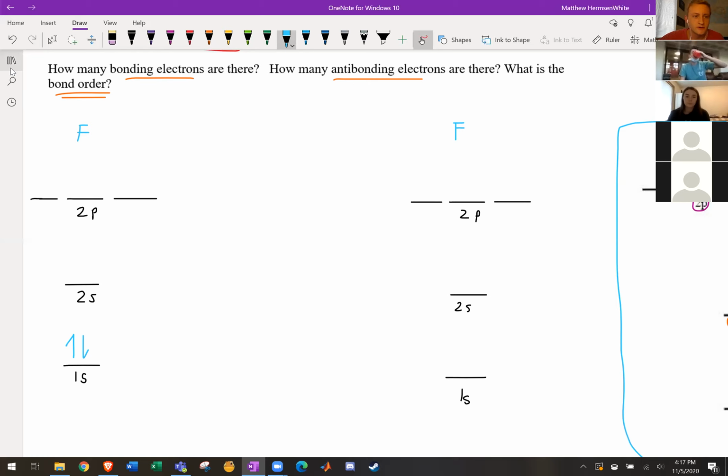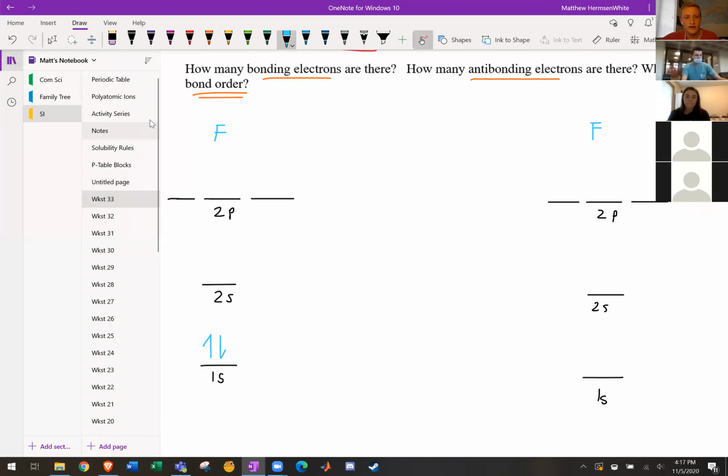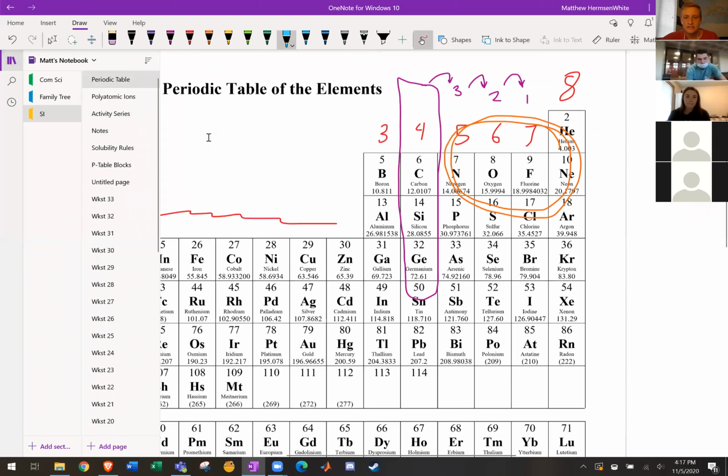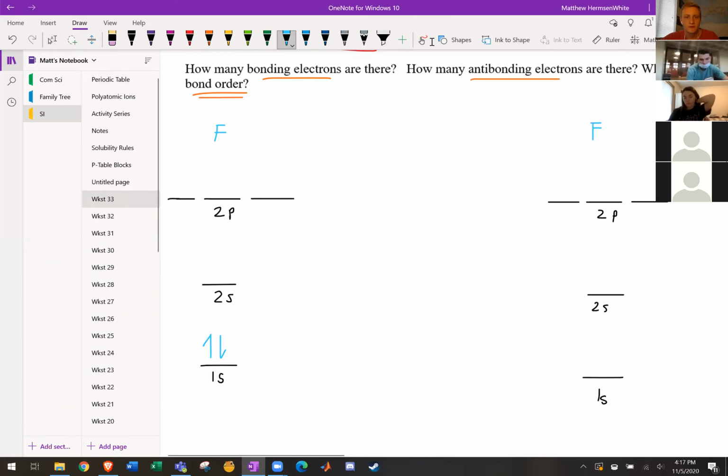All right, so let's fill these in for fluorine. Now let's just review quickly from the periodic table how we get the number of arrows. Fluorine's over here, box number 9. Therefore, we have 9 arrows in each of the fluorines. So we're going to put those in.